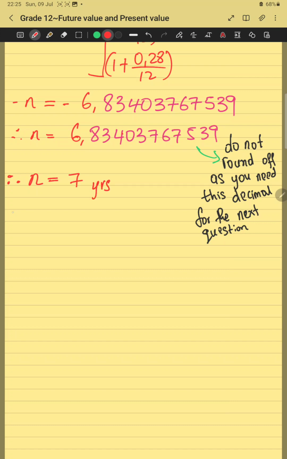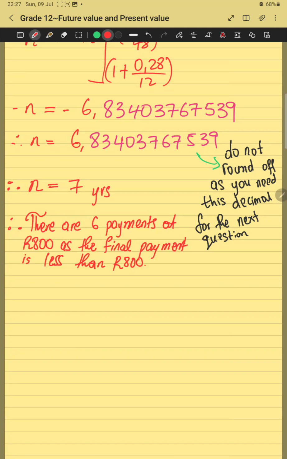Now, therefore, we've got 6 payments at 800. As for the final payment, which is less than 800, this is our conclusion. So there are 6 payments at 800, and the final payment is less than 800.